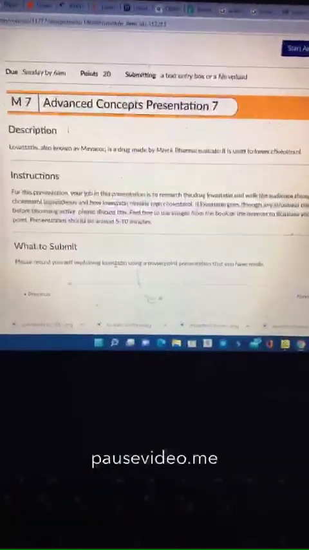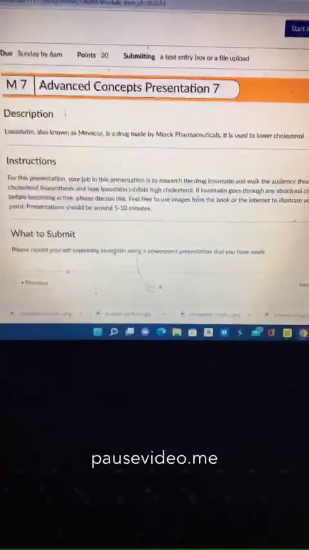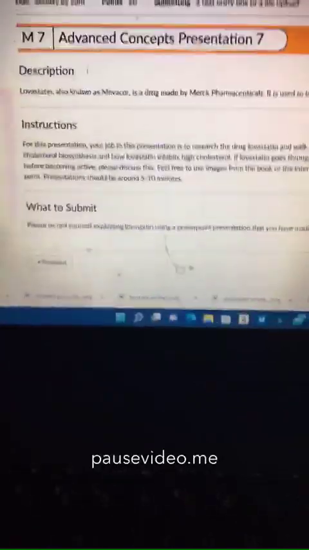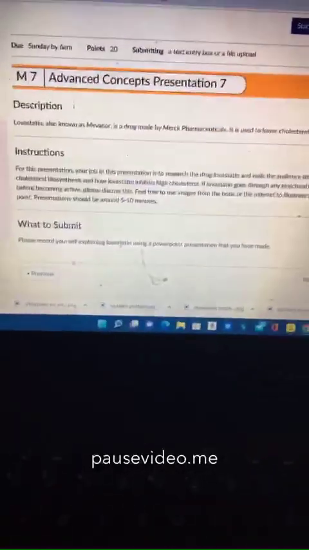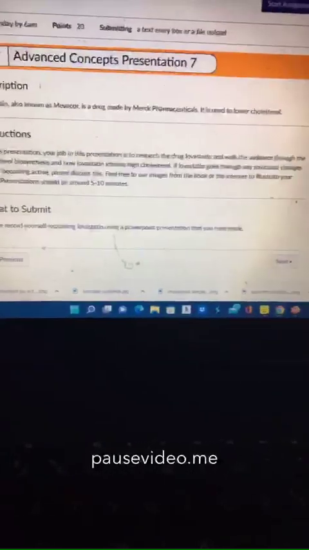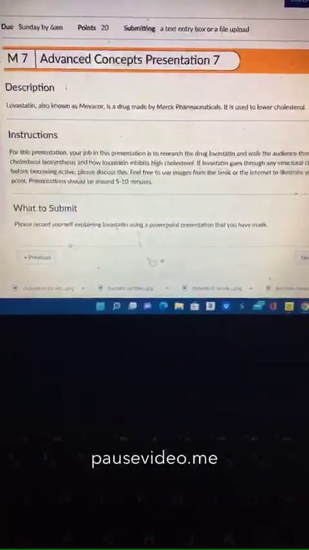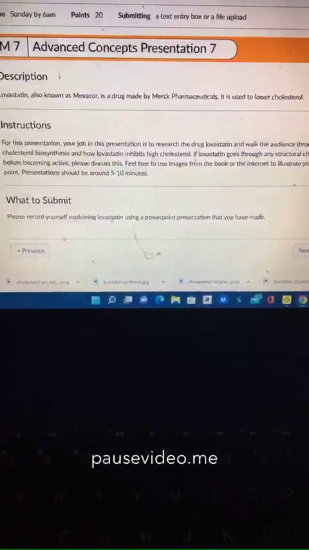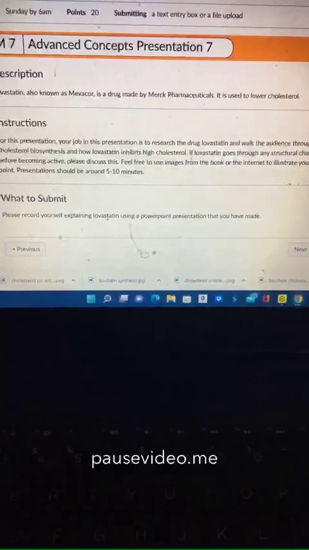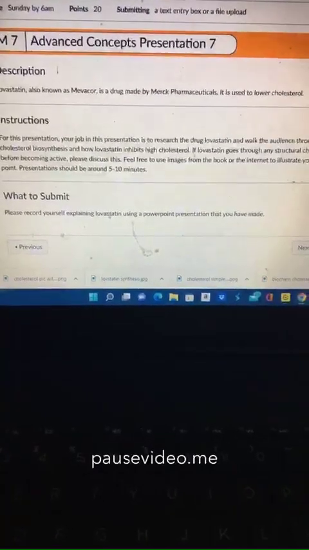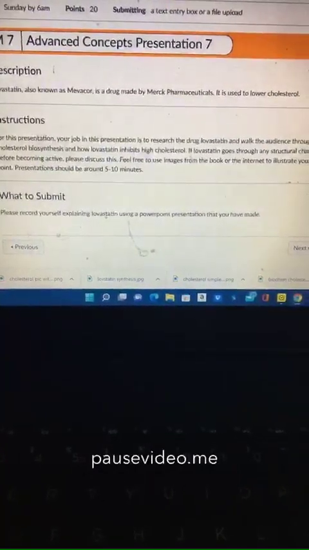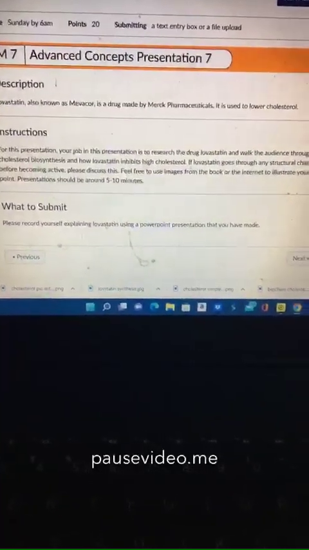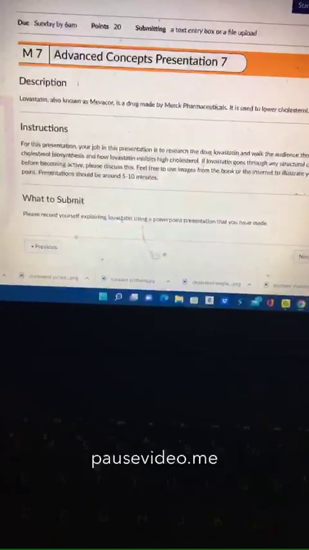Hey there, I just wanted to show everyone what the main idea is for this week, which is to discuss the action of Lovastatin and how it is produced and its mechanism of action. And this week, unlike a couple other weeks, we're going to do a PowerPoint presentation, so I'll go ahead and pull that up here.